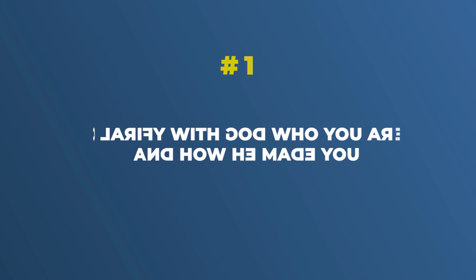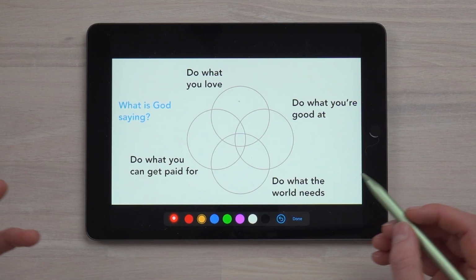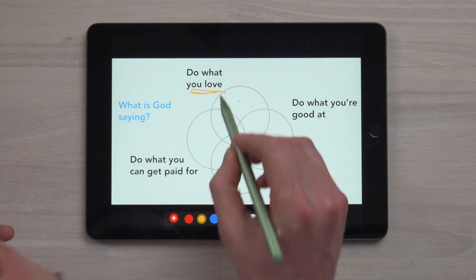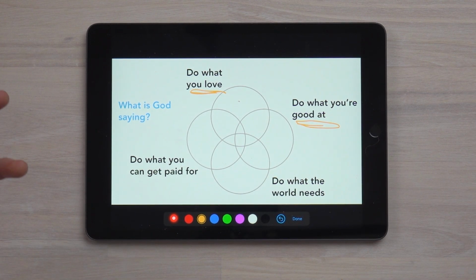So step one is clarify with God who you are and how he's made you. I like looking to the ancient Japanese principle of ikigai. And if you look at these four circles, it'll walk us right through it. So you can see you want to start with, what do you love doing and what are you good at? There are some things that you really like doing, some things that you're really good at, and that's a good place to start. Then we want to look at these questions.